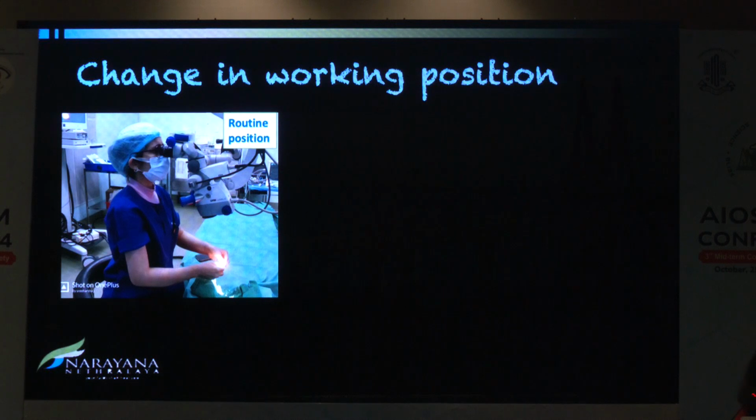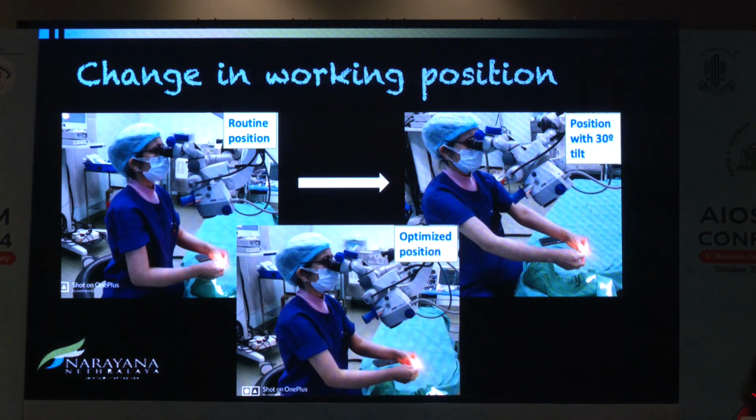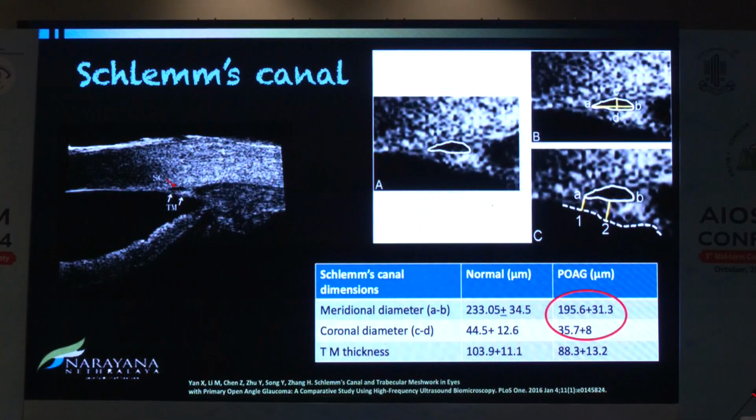For example, this is the change in working position. This is how we operate routinely when we sit for cataract and trab. And when you have to do the tilt for the microscope and the patient, this is how your elbow angle would be. So just notice the angle of my elbow, how much it has to extend when you have to work. Even if you do optimize the position of your oculars and other things, foot switch, table, still your elbow is not in the same position as when you work with the cataract. So you need to learn operating in that position.